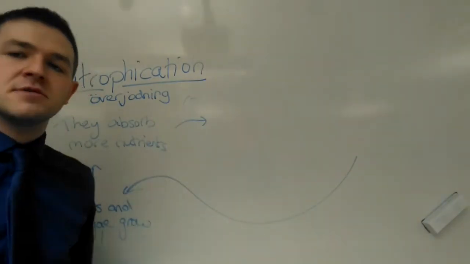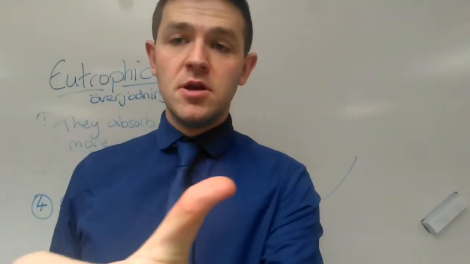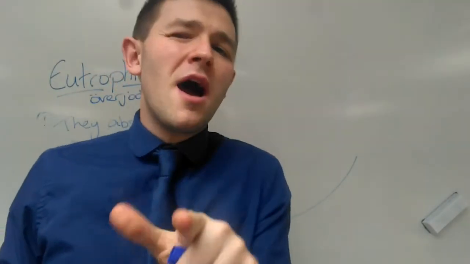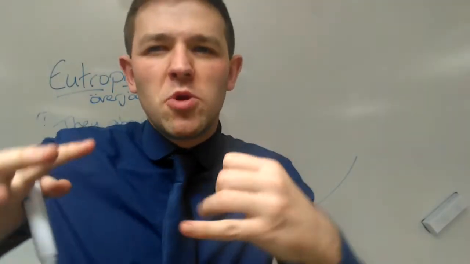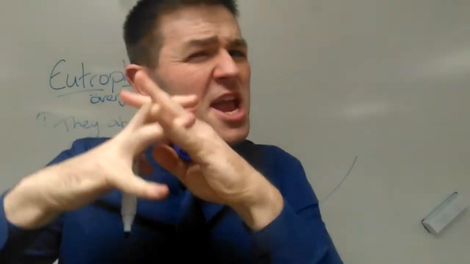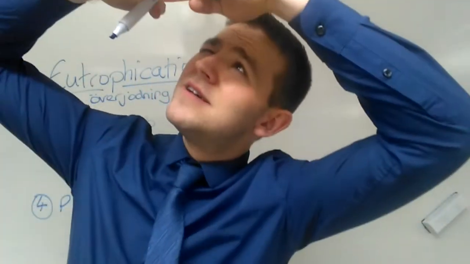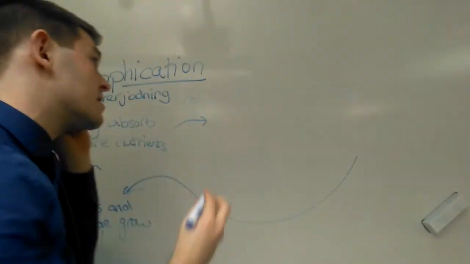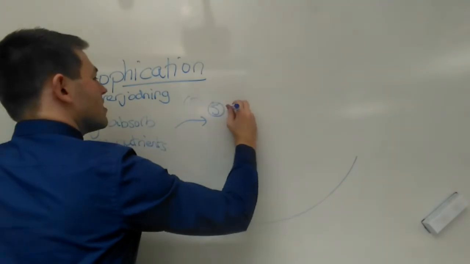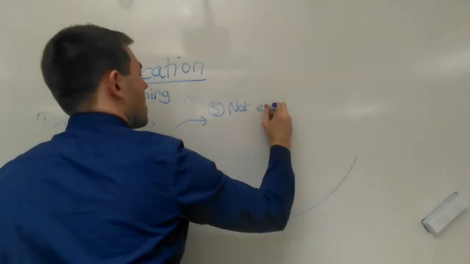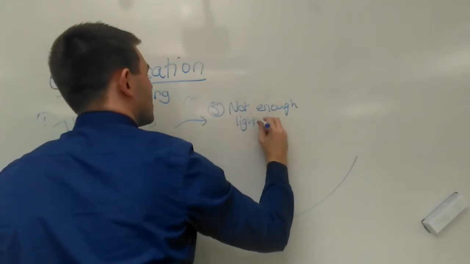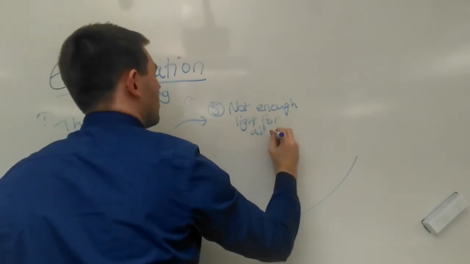Remember, plants need 3 things. Water, loads of water. They need carbon dioxide, quite hard, but they might get that. But if there's so many plants, there might not be enough light. If they're all there, all growing really well, there might not be enough light. Number 5, not enough light for all plants.